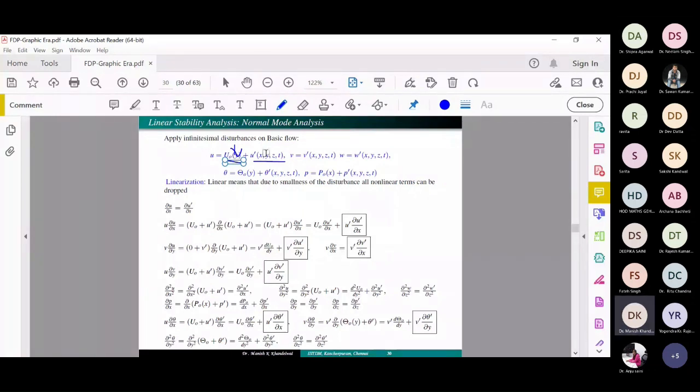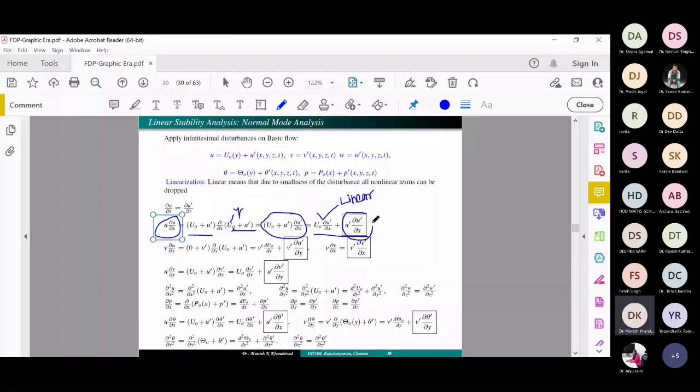After we substitute these expressions for each field variable, we will have this type of relations. Suppose we take one particular term, u dash del u. Here u is replaced by u naught plus u dash, and the derivative of u naught we already know is a pure function of y, so when we take the derivative it goes to 0, and u dash is a function of x, y, z, t. Now when we multiply this, we get two terms. u naught is known to us, so this is a linear term.